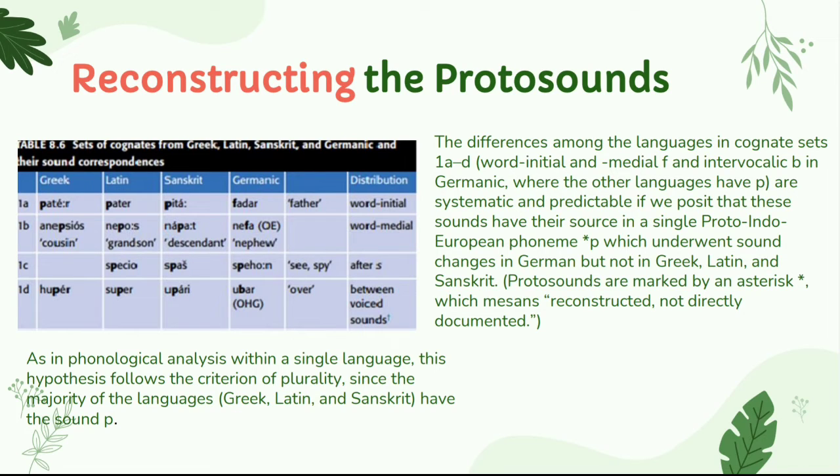This is a simpler theory than, for example, trying to explain how all these different languages somehow derived the phoneme p from Germanic p, b, and f. It is also more phonetically plausible.